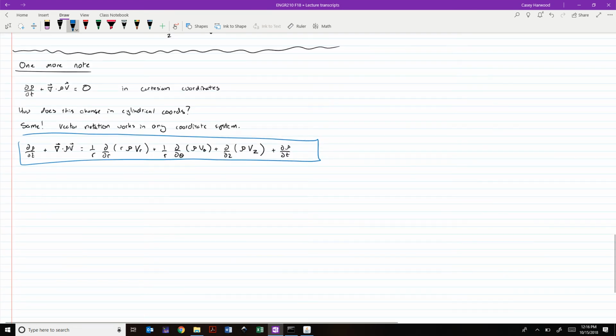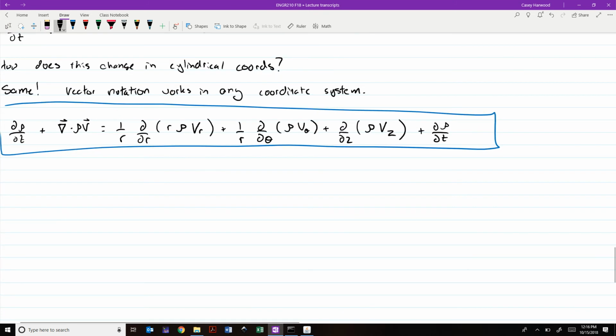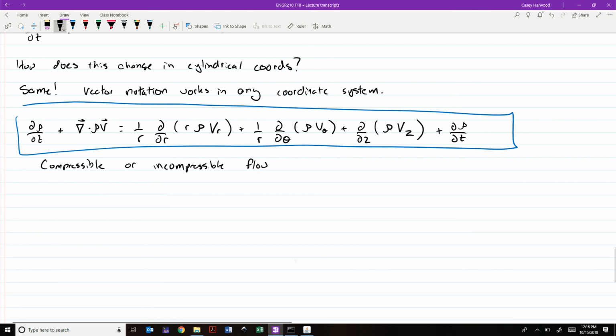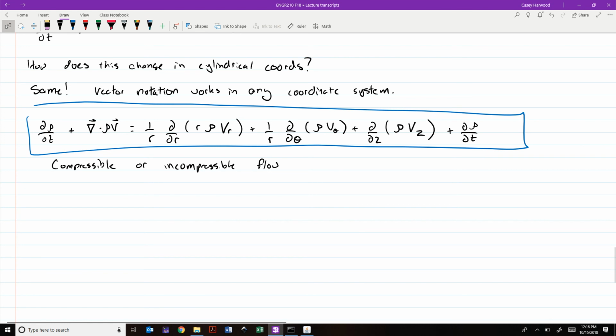So this version here is valid for compressible or incompressible flow. If we assumed that it was incompressible, so we could assume that the material derivative of density is 0, then we would end up with just divergence of v equal to 0. And again, we would simply expand this out in terms of our cylindrical coordinates. But I'm going to save you the trouble. Those equations can all be found in the book. All right.